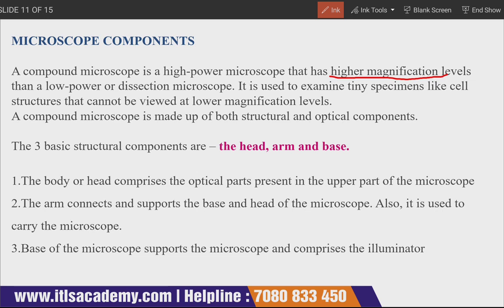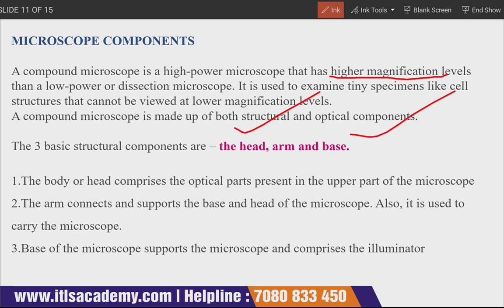What are cells? Cells are living, right? And they are so small that you cannot see them with your naked eyes, right? So you need a microscope to visualize cells. Here a compound microscope is used to view cells because it has a high magnification level. A compound microscope is made up of both structural as well as optical components. So it has both a structural component as well as an optical component.